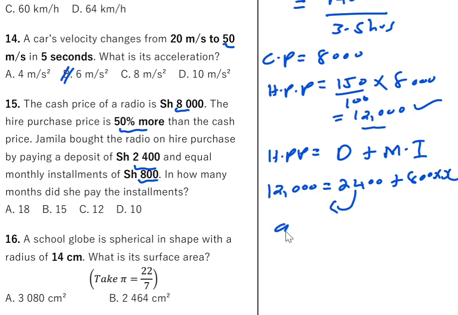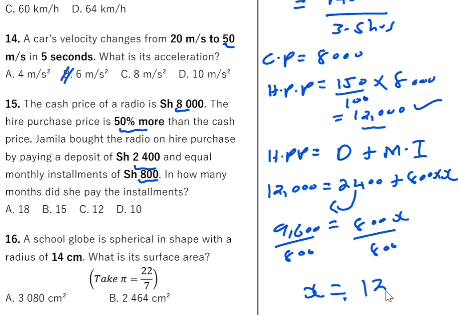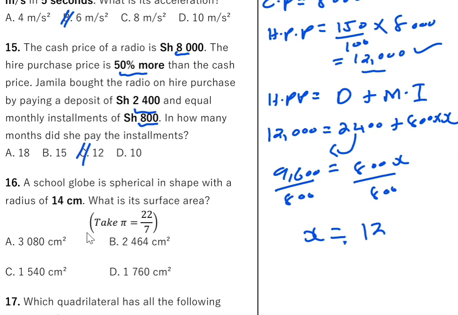So 9,600 is equal to 800x. To get x, you divide by 800. You divide also here by 800. So you can see x is equal to 9,600 divided by 800, and the answer is 12. And therefore, he paid in 12 months. And therefore, the answer is C. Number 16.